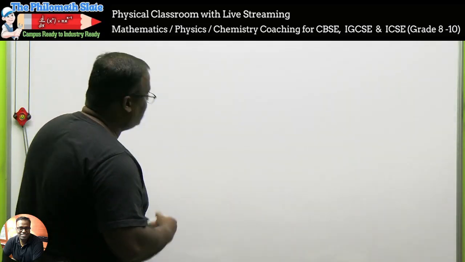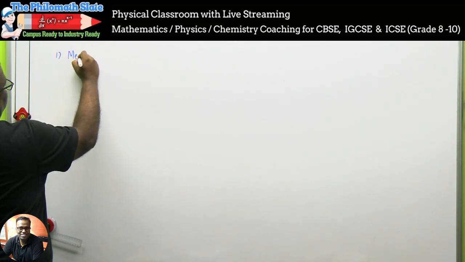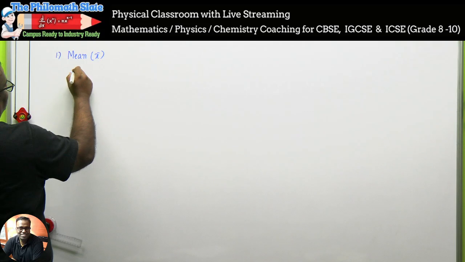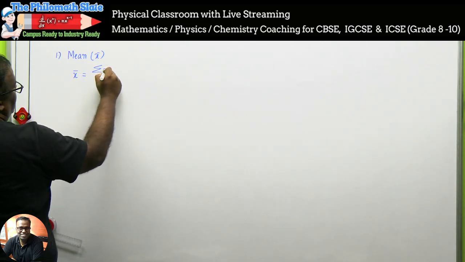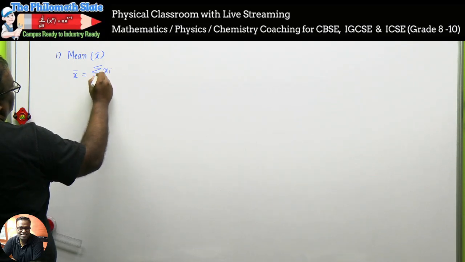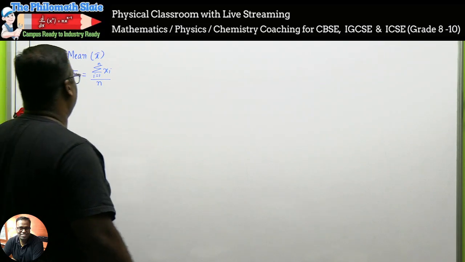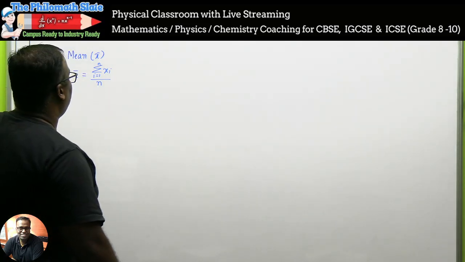Hello. Let's start writing our basics. Number one, we started with mean. Mean is also known as arithmetic mean, denoted by x bar. So x bar is the sum of all observations, sigma x i, where i goes from 1 to n, divided by n, the number of observations. This is one way we can see the formula: sum of all observations.